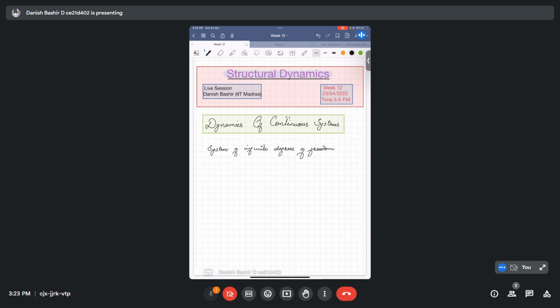Dynamic response of continuous systems, where vibration of continuous systems will be discussed, such as the vibration of a taut cable, vibration of a longitudinal bar, transverse vibrations of a beam, or the vibrations of a shaft under rotatory motion. These things we will be discussing today.